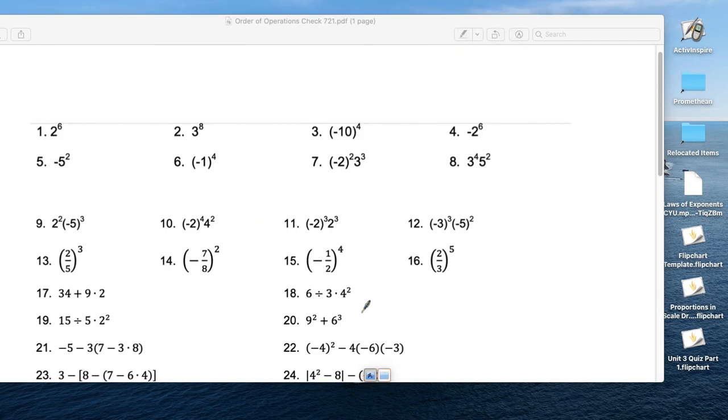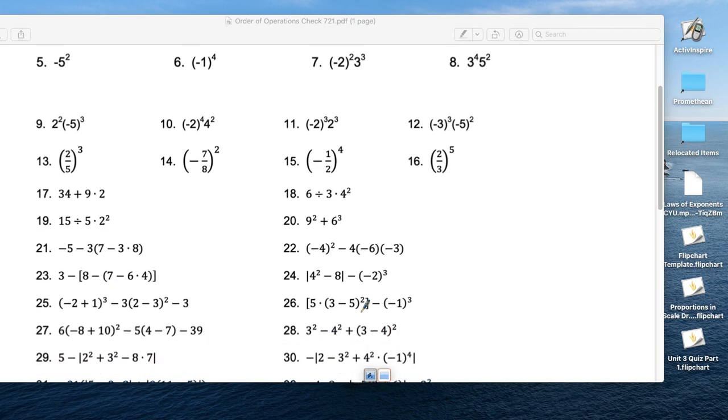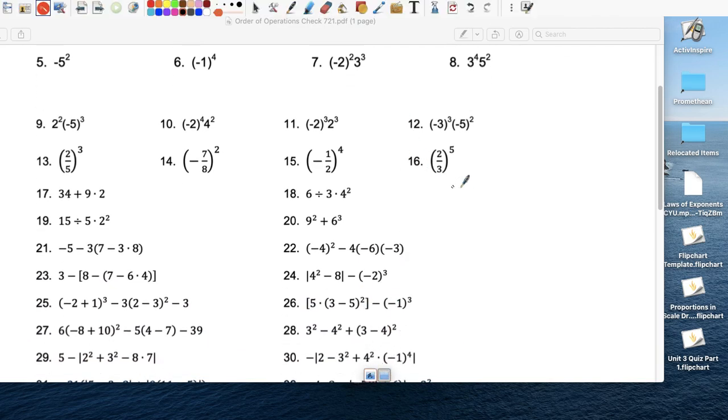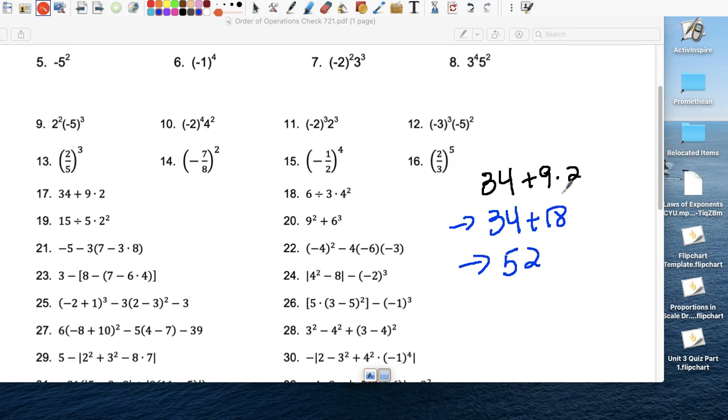All right, so that took us not too long ago, maybe 4 minutes. 17. I'll put it on the side. 34 plus 9 times 2. For the love of God, please do it in steps. My line 2 is going to look like 34 plus 18. And my second line is going to be 52. That's what you do, step by step, right?